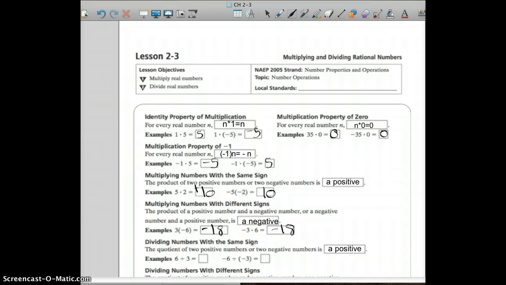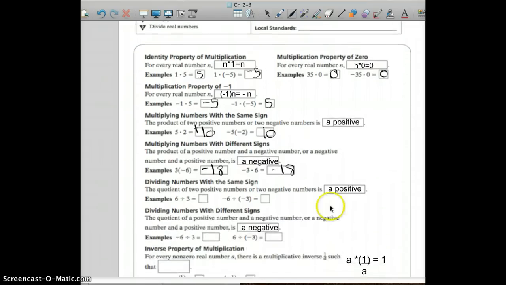Moving down the page, the quotient of two positive or two negative numbers is a positive. It's just the same as multiplication. So we have 6 divided by 3 is a positive 2, and we usually don't write that positive sign. It's understood to be there. And then a negative divided by a negative. In this case, 6 divided by 3 is the same as -6 divided by -3, which is going to be positive 2 again.